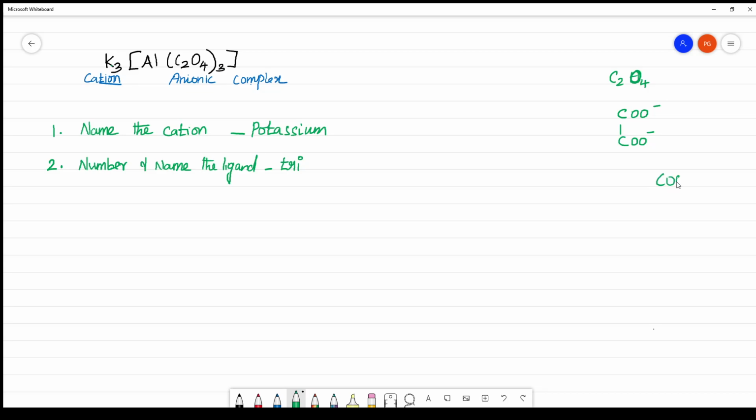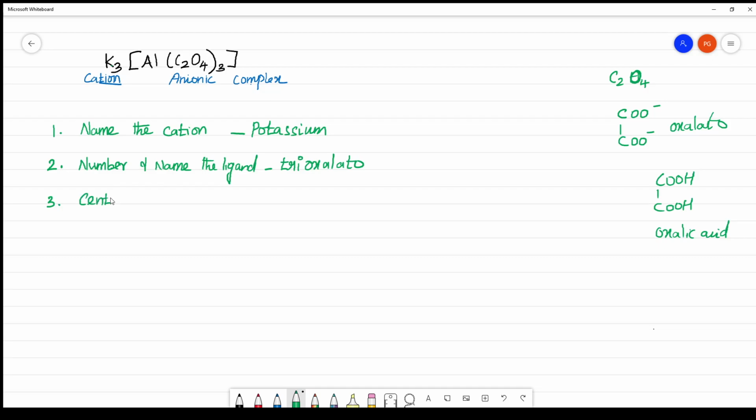COO minus. That means COOH, and COOH is oxalic acid. And the name of the ligand is oxalato. So, you have 3, so trioxalato. Next, the third step is, what is the central metal atom?